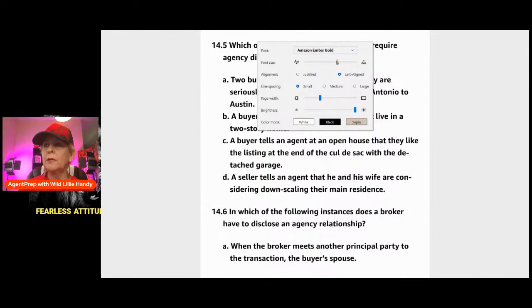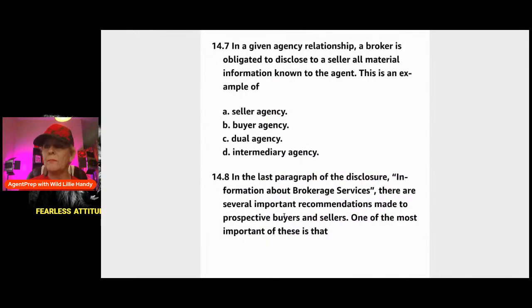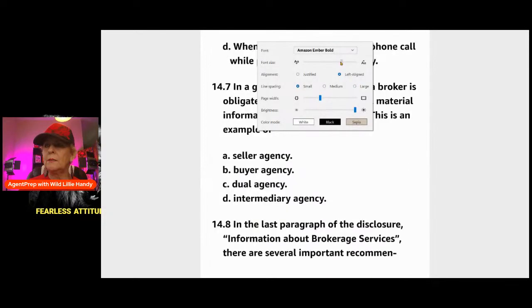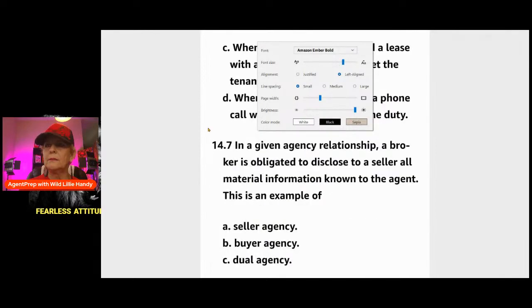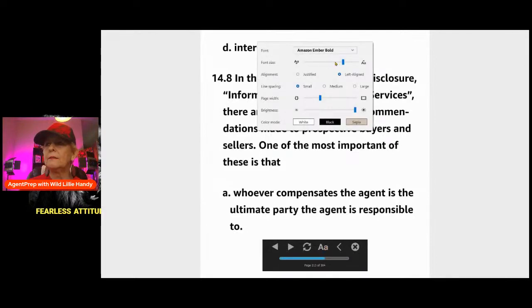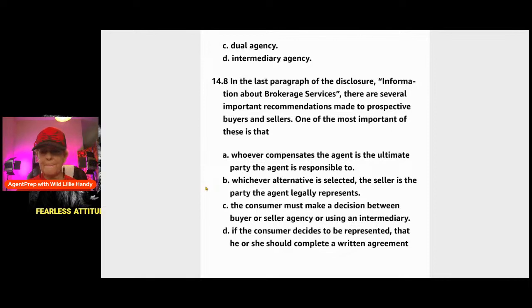What number are we on? Oh, number 8. All right. Oh my goodness. There we go. Number 8.